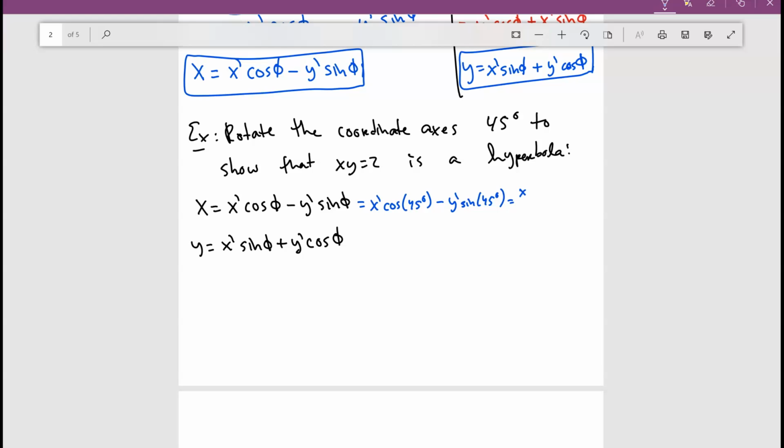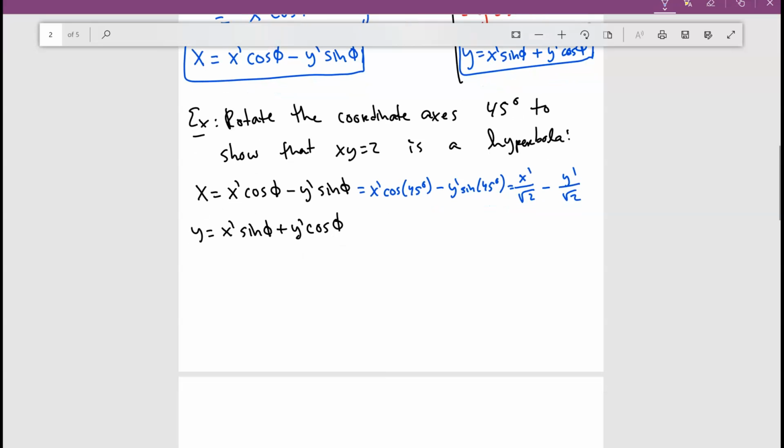But the way that I'm going to write it is the following way. x prime over square root of 2 minus y prime over square root of 2. So I'm going to leave the radical on the bottom, and you'll see why. You can leave it as square root of 2 over 2, but you'll see that this is a little bit easier to work with. So we're going to do the same thing here. x prime sine of 45 degrees plus y prime sine of 45 degrees. This is also going to give us x prime over square root of 2 plus y prime over square root of 2.